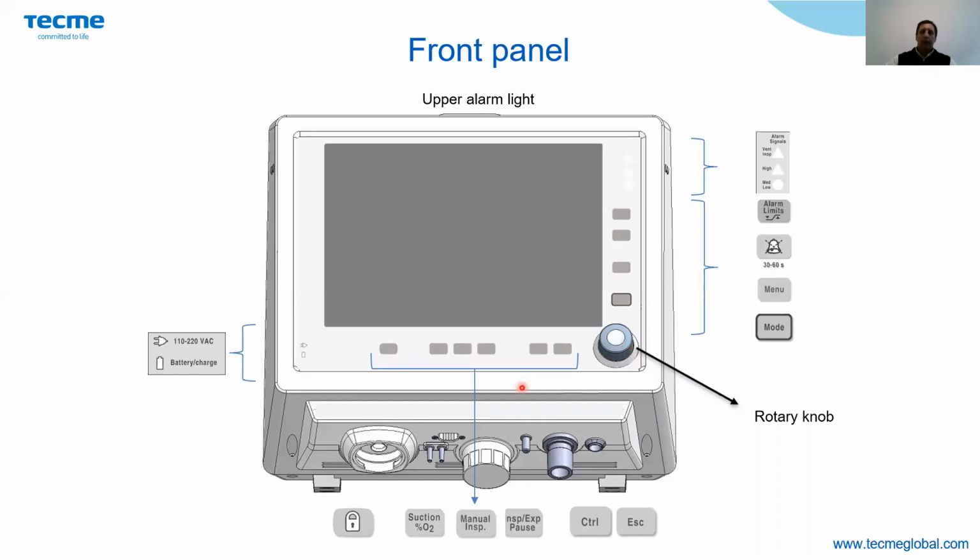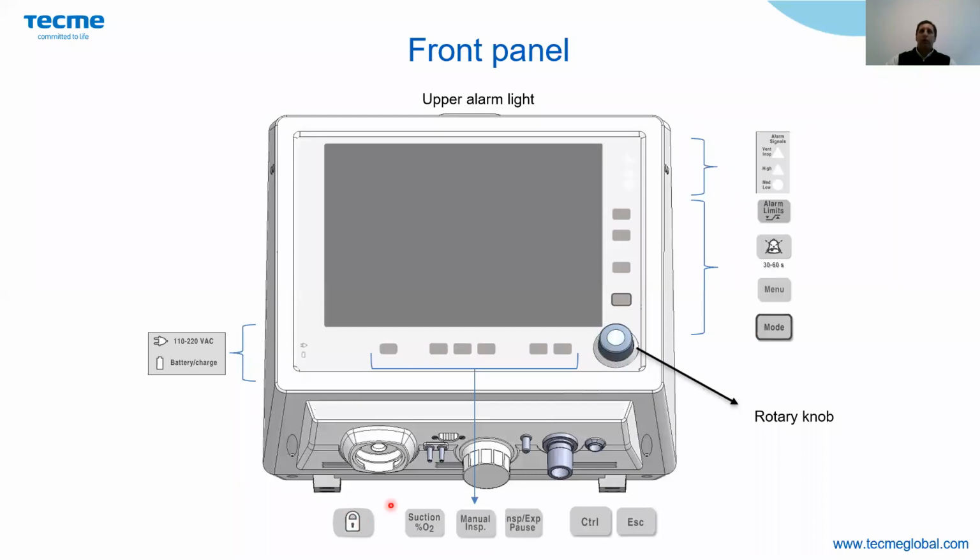We have some hard keys in order to change the ventilatory mode, to go to menu, alarm limits, and also to do different maneuvers. For example, to lock the screen and avoid accidental changes on the parameters.